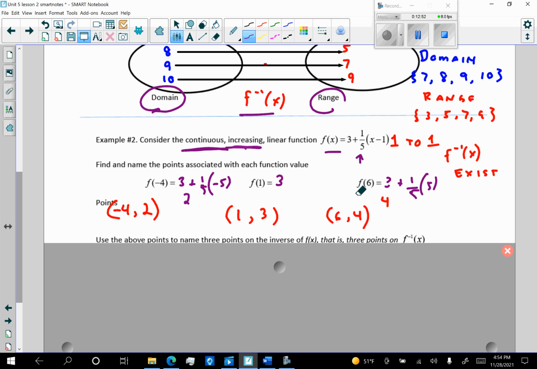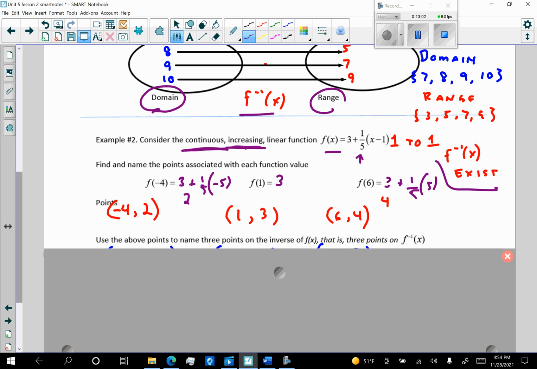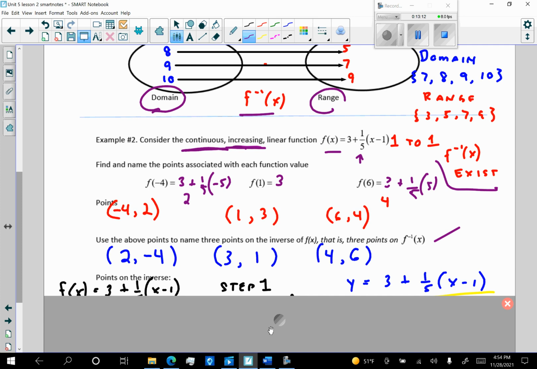What I want to talk about, since the inverse does exist, and the inverse does exist because the function is always increasing, is I want to find some points on the inverse of f, i.e., I want to find 3 points on f inverse. Well, I did it. Look at this. The x and y swap. So here's 3 points, negative 4, 2, 3, 1, and 4, 6. Those are 3 points on the inverse function.